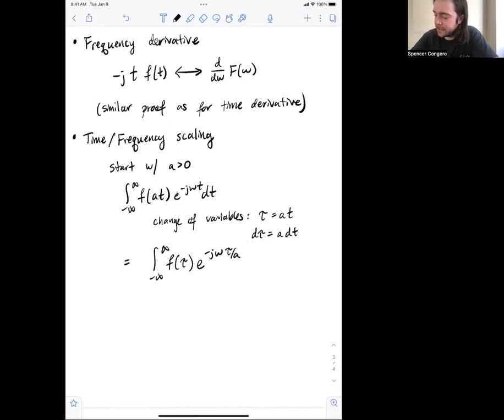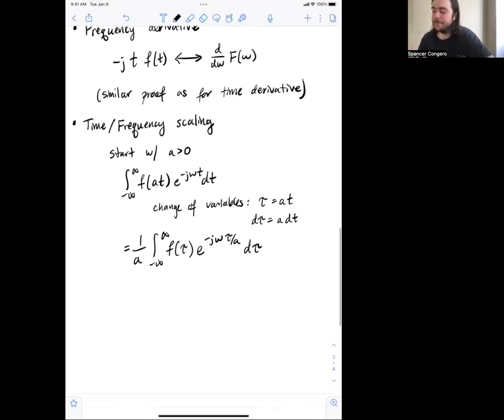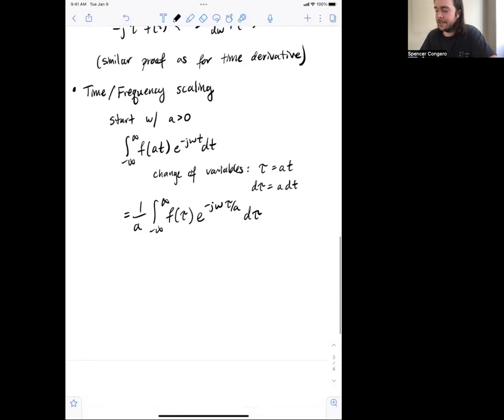Okay, and then d tau is a dt. So dt is d tau divided by a. I'm just going to write the a out front, put the d tau there. Okay, so that d tau divided by a is just equal to this dt. So that's what we get when a is positive.